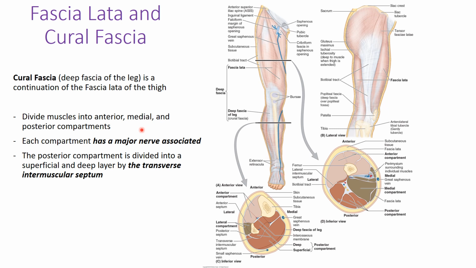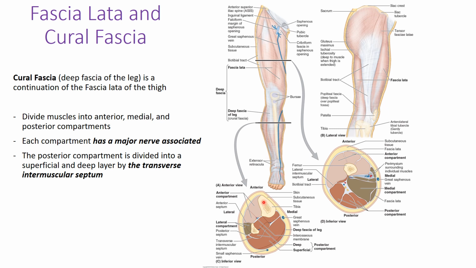Now, the big thing I want to point out is that each of these compartments has a major nerve that is associated, and we're going to cover that in more detail. And then the posterior compartment is actually divided into a superficial and deep layer, which we'll cover on 2 separate slides, and that's separated by the transverse intramuscular septum. So the big thing here is you can actually see that there is a potential for a cross-section to be given and the need for you to determine the muscle. And you can do this by defining what compartment you're in and then what muscles could possibly be there.